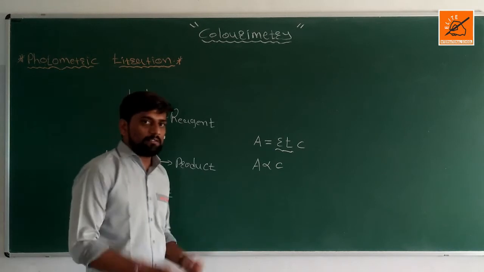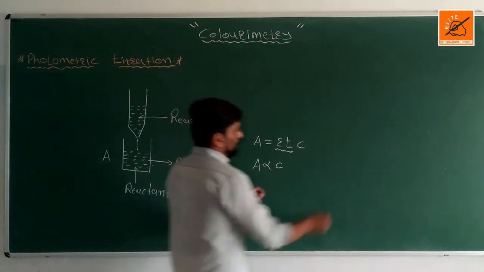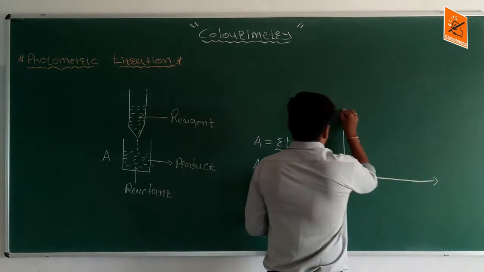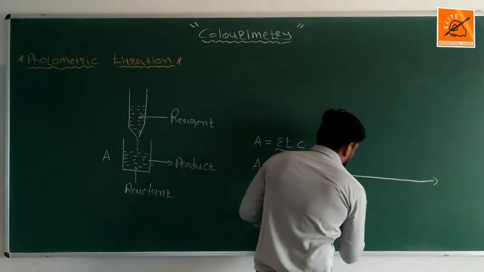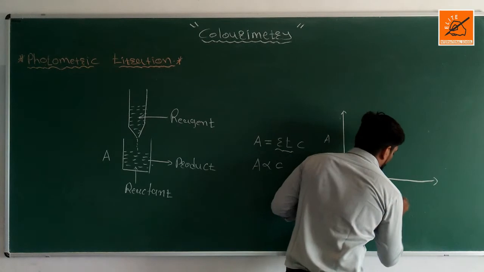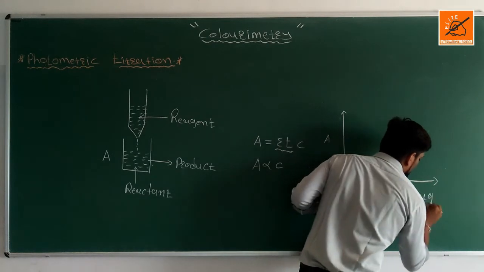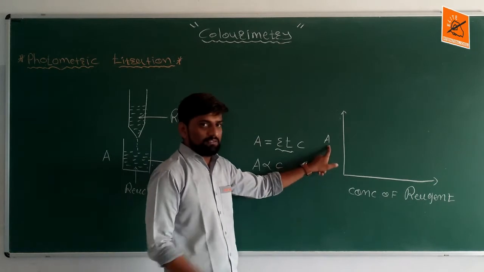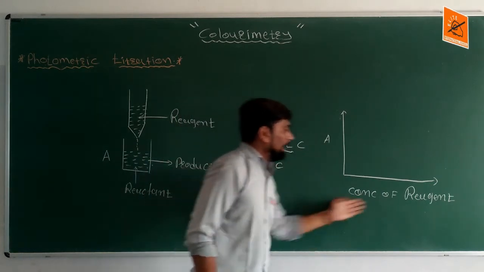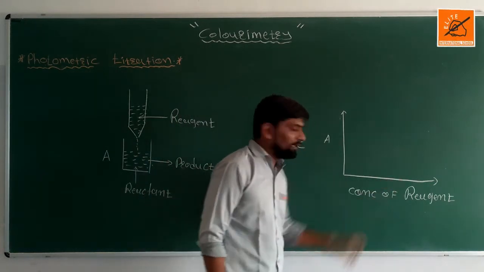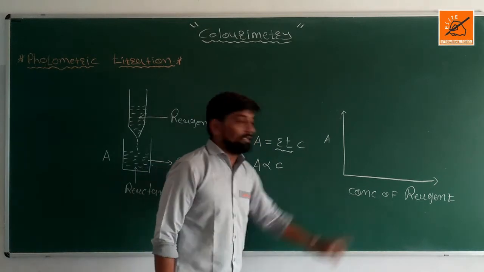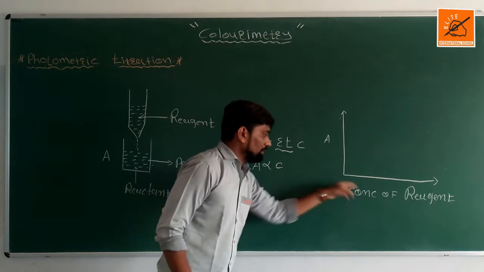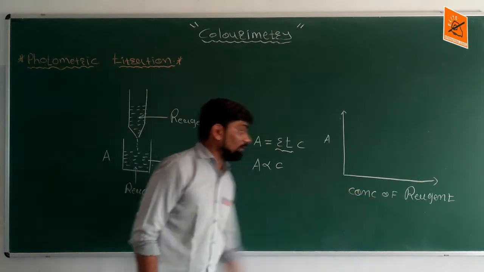So for the determination of the endpoint, we plot a graph of absorbance against the concentration of the reagent. Absorbance is taken on the vertical axis and the concentration of the reagent on the horizontal axis. Remember this.